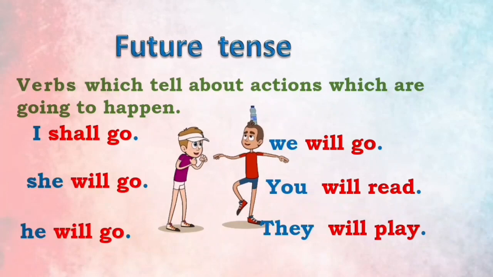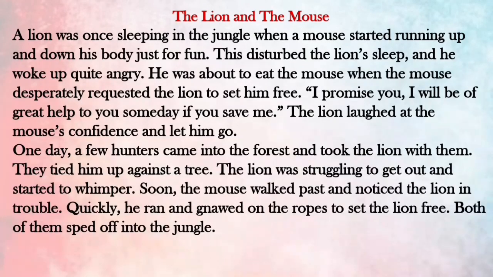There are more time forms, that is the continuous ing form and the perfect tense, which use had and have with verb 3. Now the activity is to read this story in full, the Lion and the Mouse story, the full story on the screen. Read this story loudly. Take a pen and paper and list all the verbs, the present tense, past tense or future tense verbs which are present in the story.